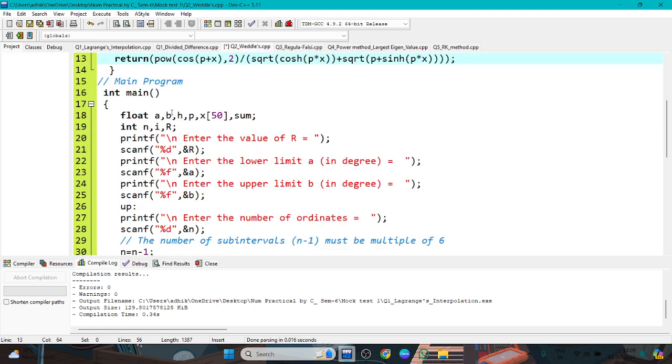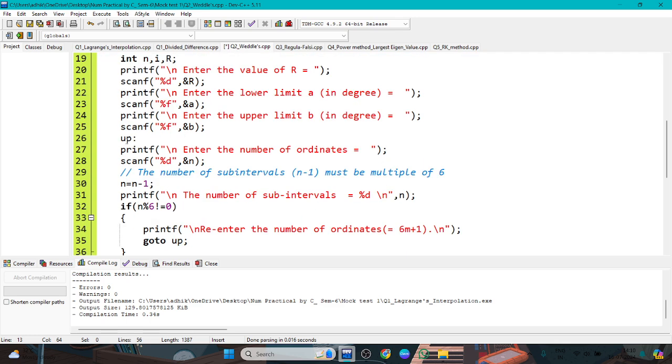Here float variables a, b, h, p, x dimension 50, and some integer variables n, i, r. Printf, enter the value of r, scan r. Printf, enter the lower limit a in degrees, that is 10 degrees here. Scanf a. Printf, enter the upper limit b in degrees, that is 40 degrees here. And up is the label statement, up colon. Print, enter the number of ordinates, here 19.